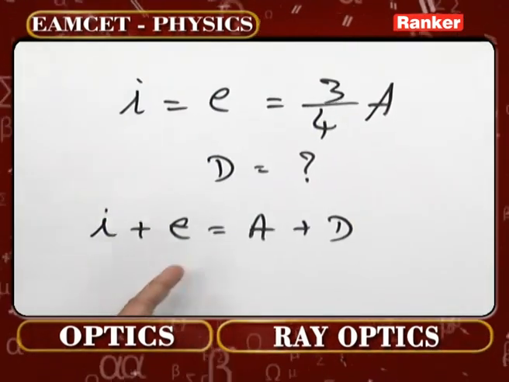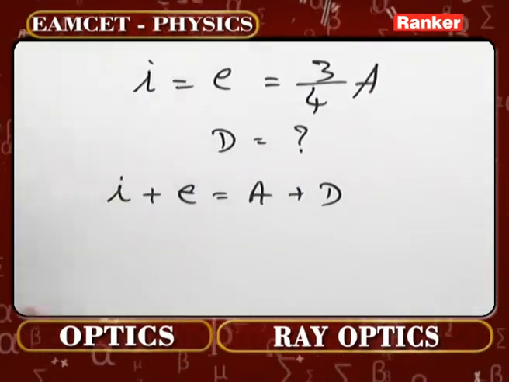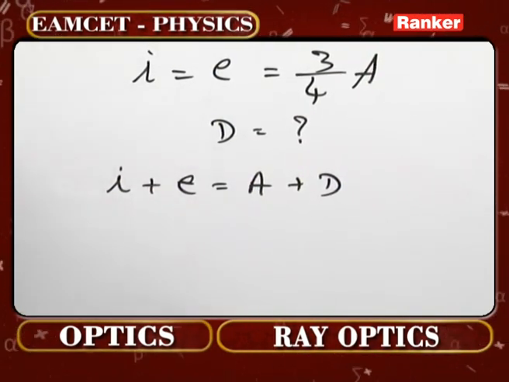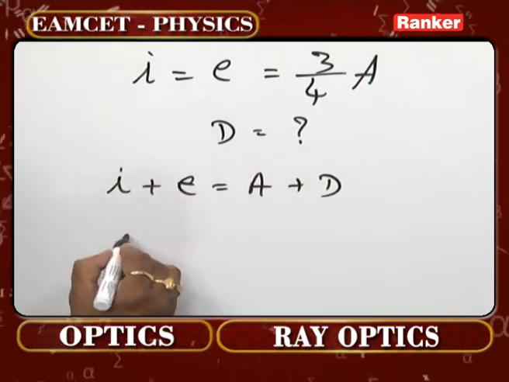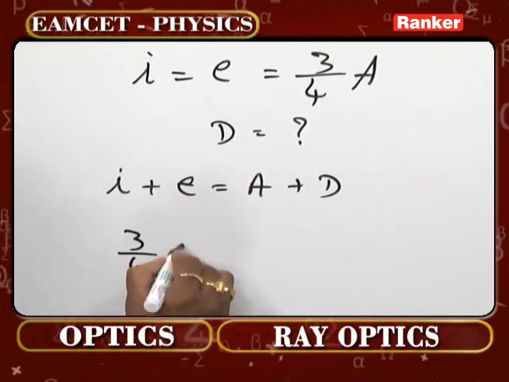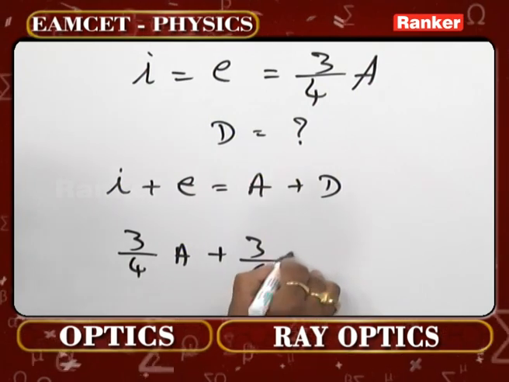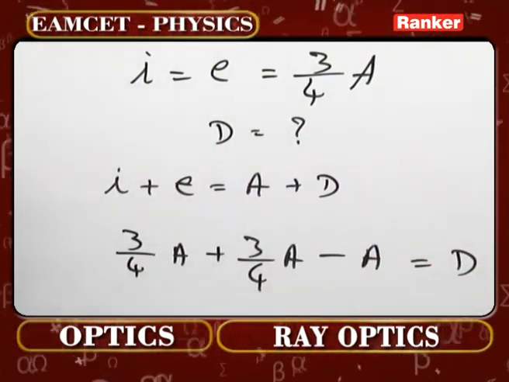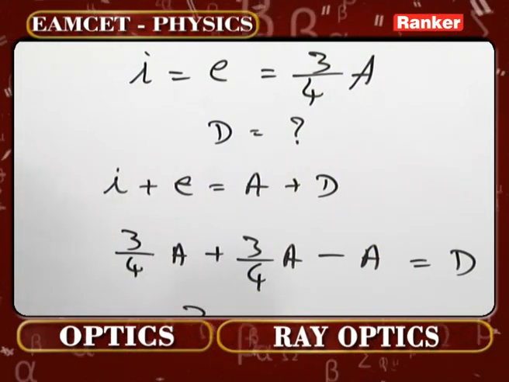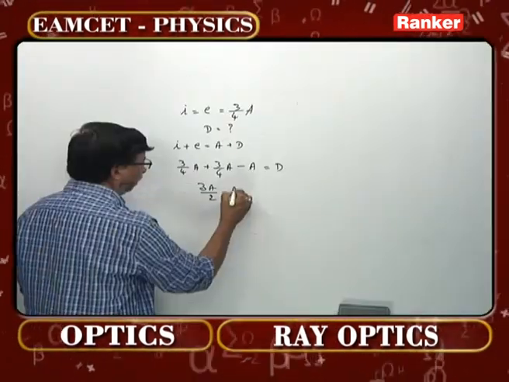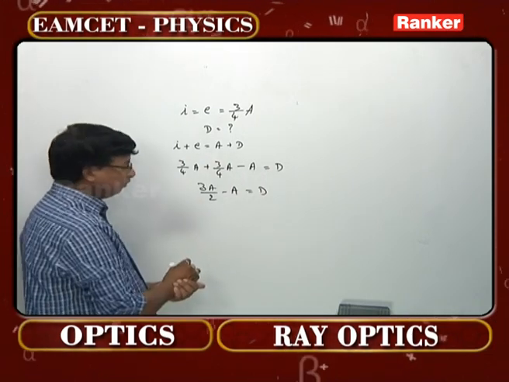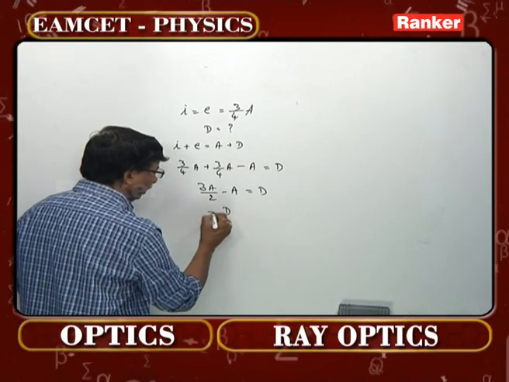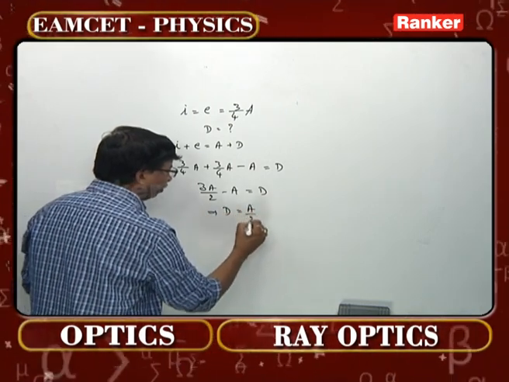This is the equation which is valid for any kind of prism. There is no particular condition that is required for writing this formula as such. So, I plus E, that is 3/4 A plus 3/4 A, right, minus A is equal to D. That is the concept. 2 times 3/4 A means what? 3A/2 minus A is equal to D. Then what will be 3A/2 minus A, please? Is it not D is equal to A/2 directly?